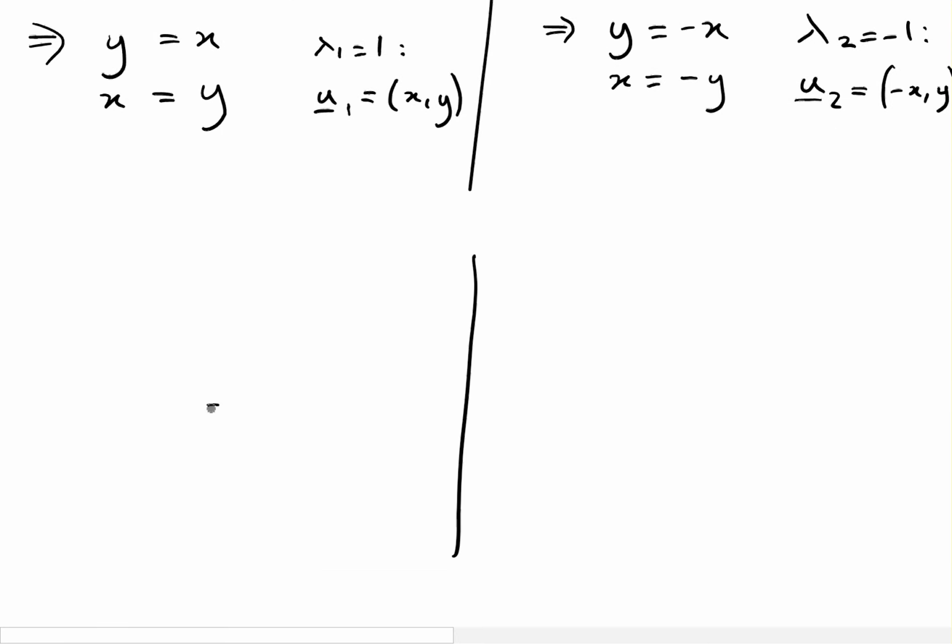Okay, so now I can try and plot what's going on. So I'm going to draw my plot in. It's going to be x against y. I know that my equilibrium point is going to occur here in the centre. This is my equilibrium point. It's the origin, 0, 0.